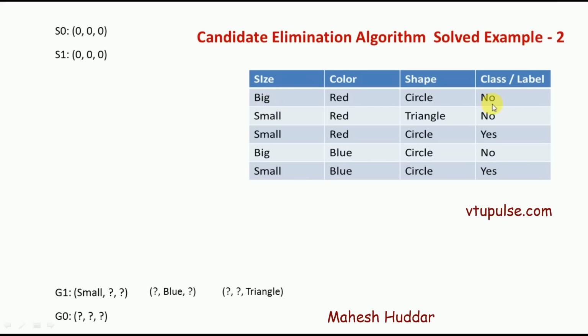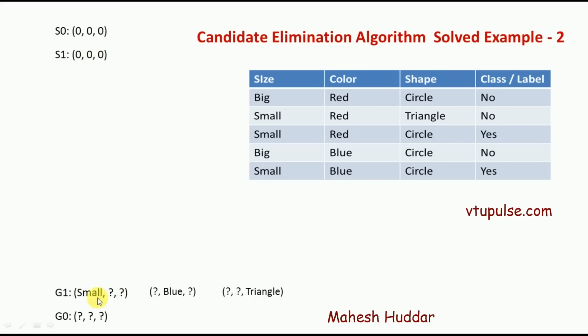Question mark, blue, question mark. Blue will not match with red. Because there is no match, it's a negative classification, expected is negative, so it is a consistent hypothesis. Question mark, question mark, triangle. The question marks will match with big and red, but triangle will not match with circle. Negative classification, and because it is negative classification, it's a consistent hypothesis. So all 3 are consistent hypotheses here. So we will retain all of them as G1. So this is the specific boundary, and this is the generic boundary after seeing the first example.